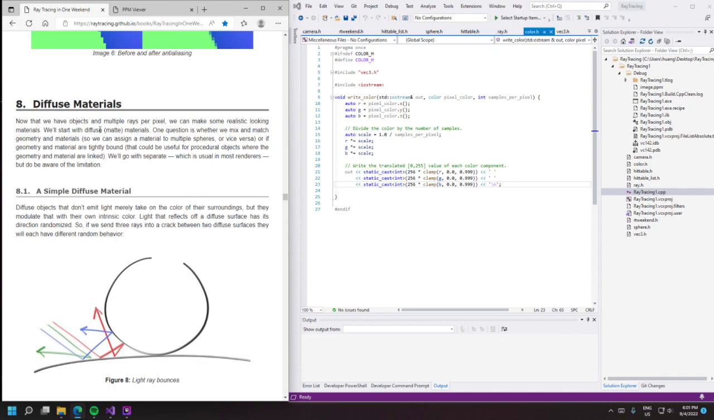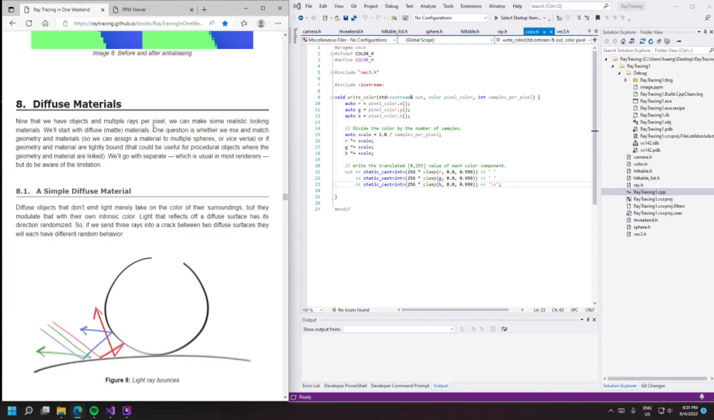Part 8, we start with diffuse materials. We can make some realistic looking materials. I've seen this many times when I was trying to learn the Unreal Engine, but I don't have an idea of what that is. I'm just going to read without really understanding it, I think.